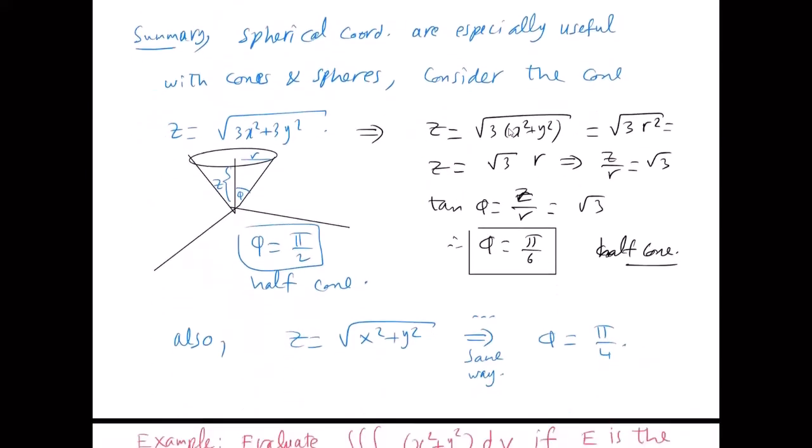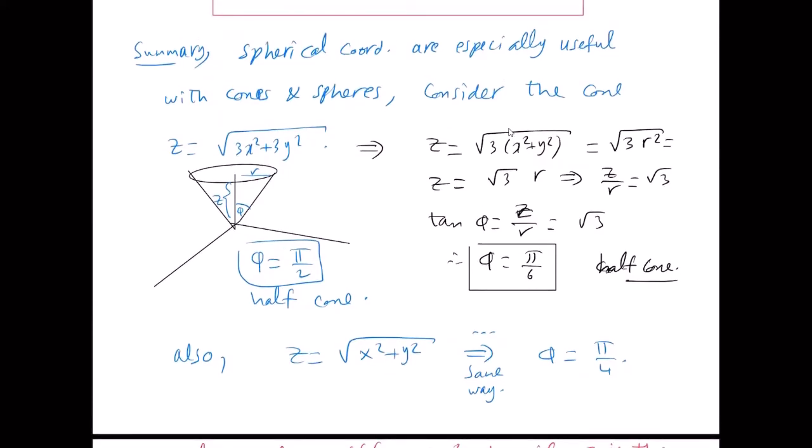So in summary, spherical coordinates are especially useful with cones and spheres. For example, if we have this cone, z equals root 3 times the square root of x squared plus y squared, this will be phi equals some angle.